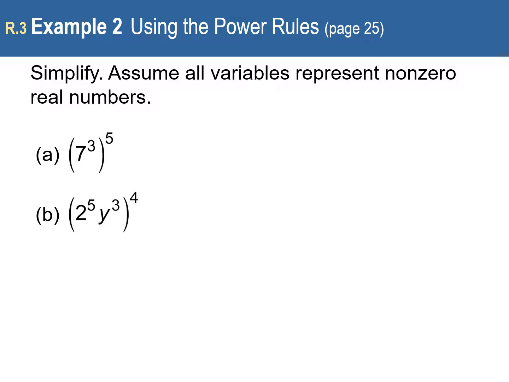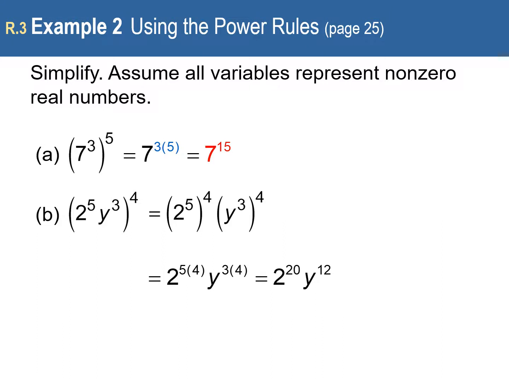Now we're always going to assume our variables are non-zero real numbers. 7 to the 3rd to the 5th is 7 to the 15th. Well, (2 to the 5th y cubed) to the 4th is 2 to the 5th to the 4th times y cubed to the 4th, which is 2 to the 20th times y to the 12th.